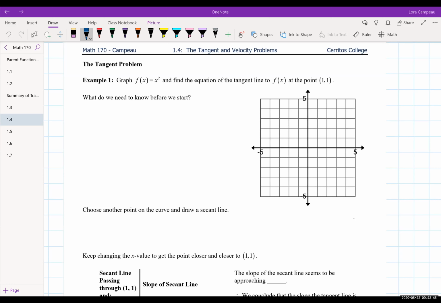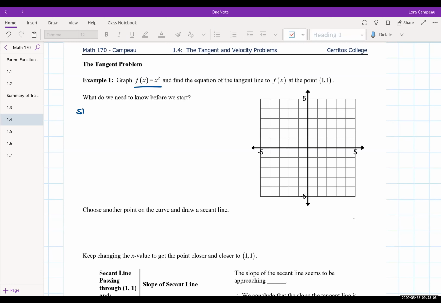So before we start, we want to go through what we really need to know before we start trying to solve this problem. I'm going to piece together a few bits of information from our past. So the first thing I'd like to recall is how do we sketch y equals x squared by hand. I know we can type it in our TI to help us out, but we want a little bit more accuracy here.